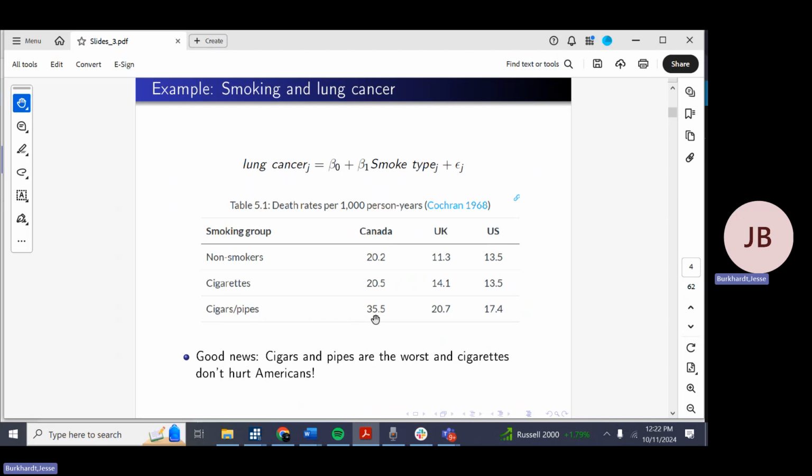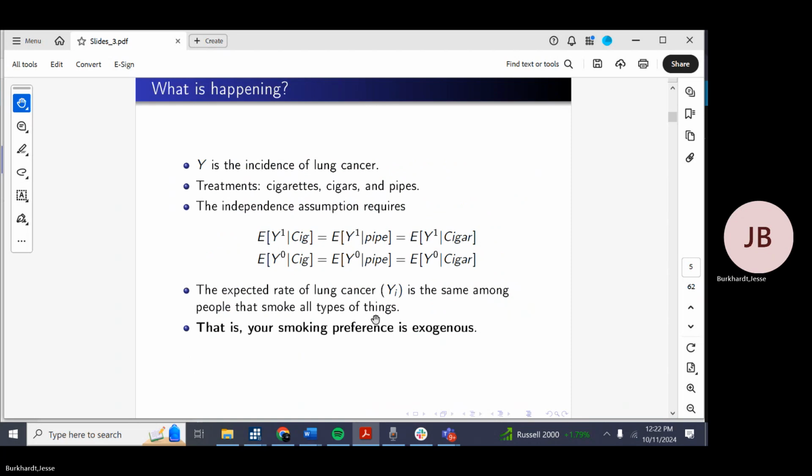We know that's not true. We know cigarettes are bad for you. So what's happening? Why is our incidence of lung cancer so different across the treatments: cigarettes, cigars, and pipes? The independence assumption requires that the expected outcomes are the same conditional on treatment. What's violating this?